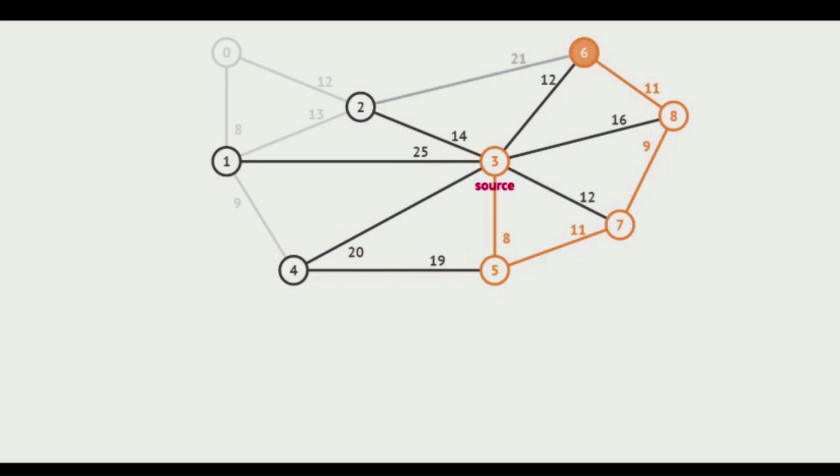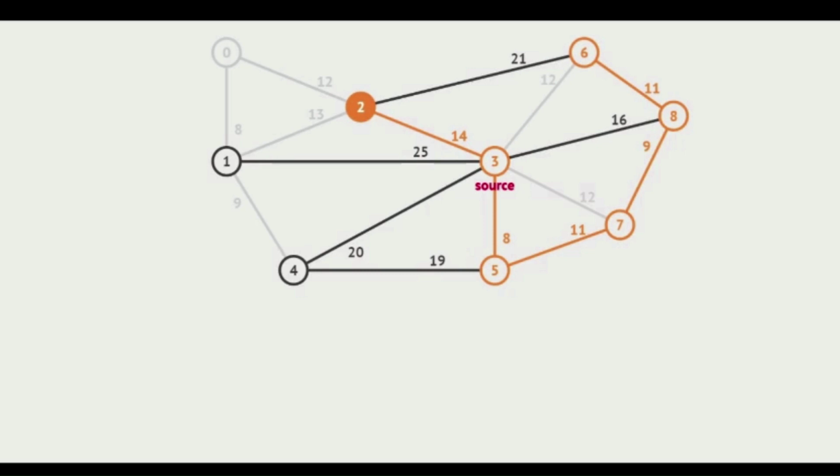Now, 12 is the minimum, but on connecting the paths between 3 and 6, a cycle is formed. Hence, the link is discarded. Similarly, the connection between 7 and 3 is discarded because a cycle is formed. Next, 14 is minimum. Hence, 2 and 3 are connected.